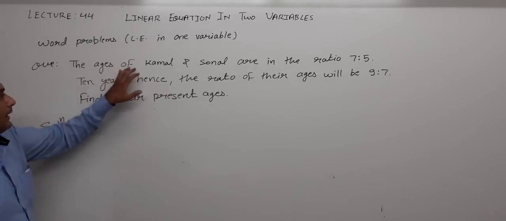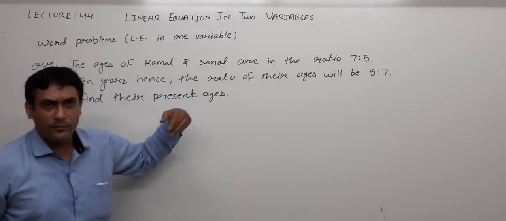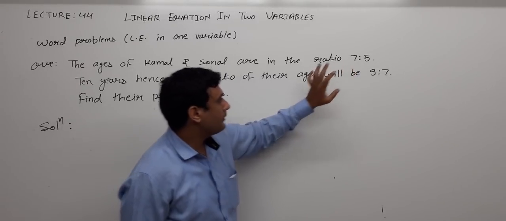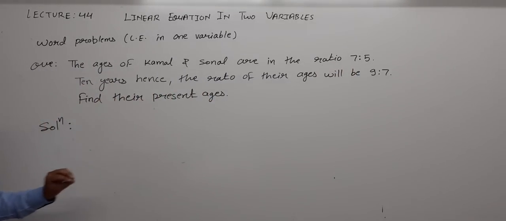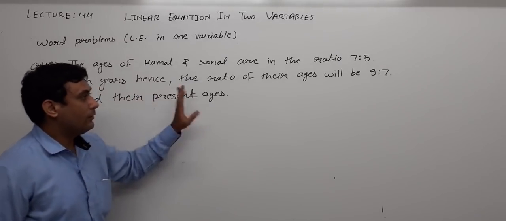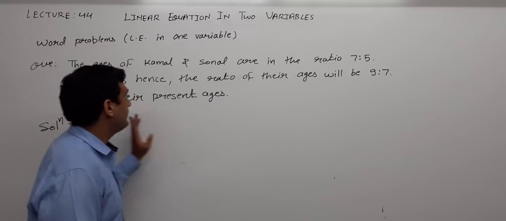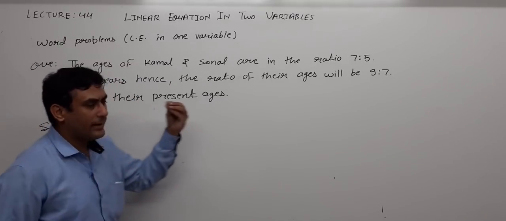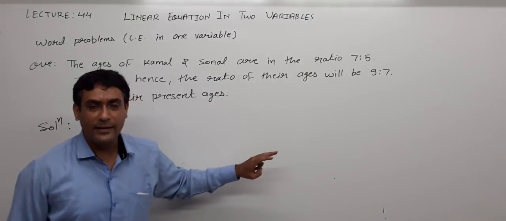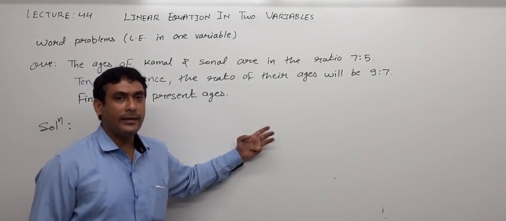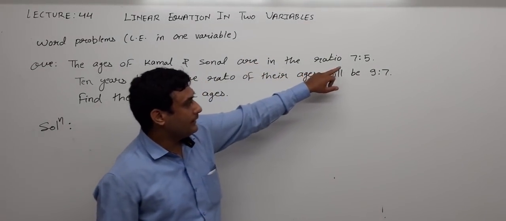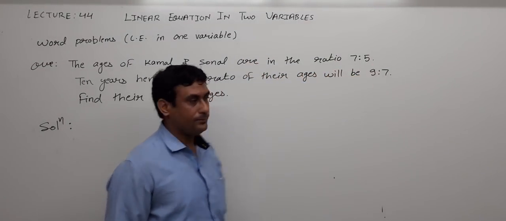Okay, so again it is almost similar to the previous question because again here a ratio is given. 7x is to 5x. Okay, and 10 years hence, that means we are talking about after 10 years. So if the current age is 5, what will be the age after 10 years? 15. If the current age is 3, what will be the age after 10 years? 10 plus 3. So here I am considering current ages as 7x and 5x.